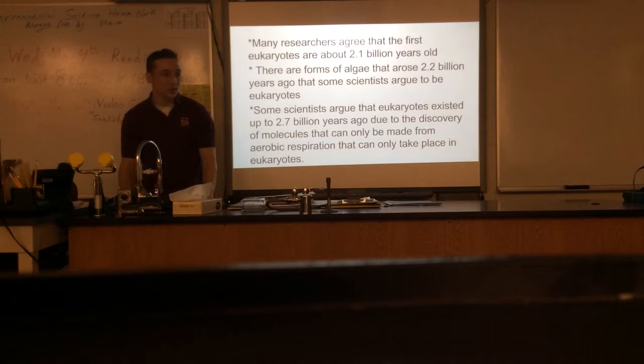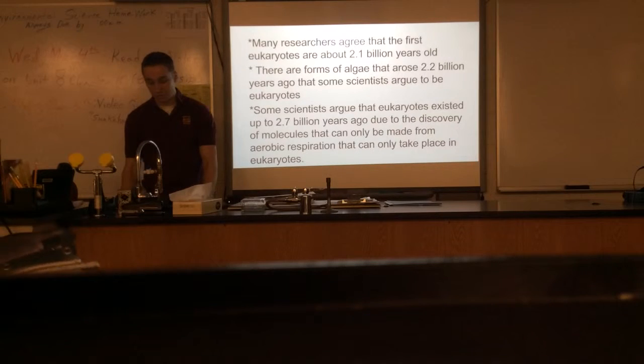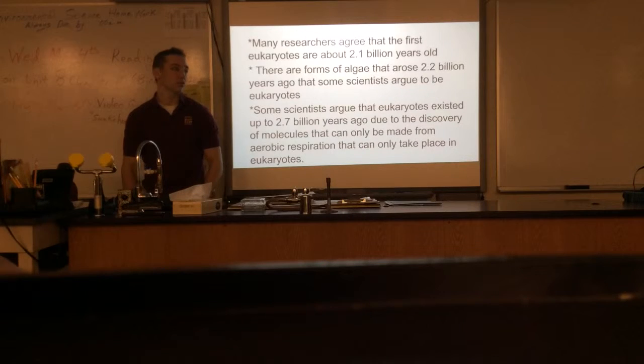All right. So many researchers agree that the first eukaryotes are about 2.1 billion years old. However, this isn't agreed by all researchers. Some say that because there are forms of algae that arose 2.2 billion years ago, those are eukaryotes. That's being debated, and some scientists even argue that eukaryotes existed up to 2.7 billion years ago due to the discovery of molecules that can only be made from aerobic respiration, which can only take place in eukaryotes. That's basically being able to use oxygen to an organism's advantage. But apparently only eukaryotes are supposed to be able to do that, so it's being debated.